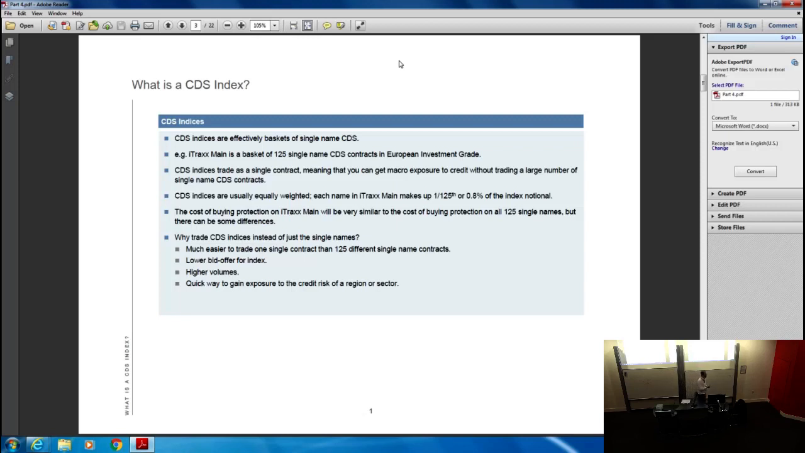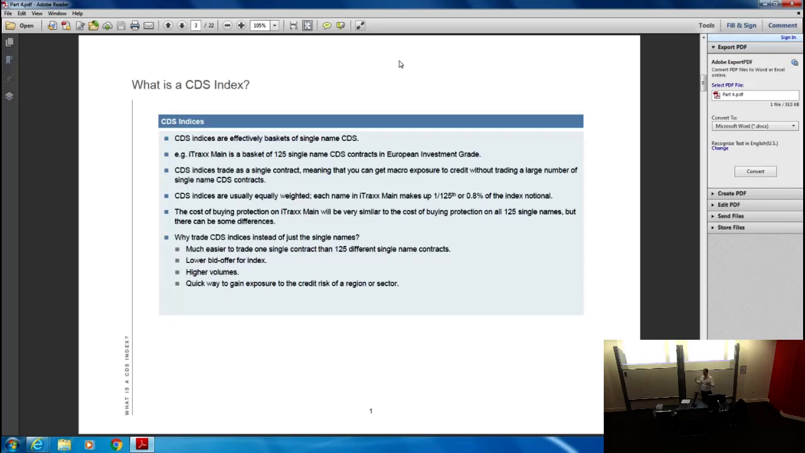Basically, a CDS index is effectively a basket of single name CDS. Okay, so when you think about the index itself, what you are buying when you buy protection through the index, or when you sell protection through the index, is exposure to all of the names in the underlying portfolio. So it's as if, rather than going and selling protection, let's say on 125 single name trades individually, you just did a single trade which basically gave you that exposure. Okay, so it's as if you do a single trade, which basically is a basket of those CDS contracts.